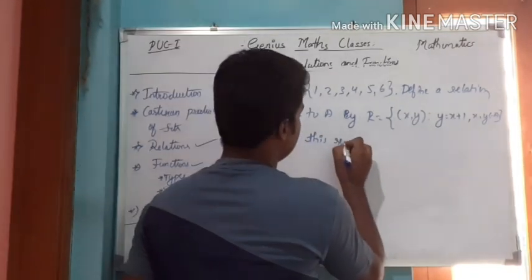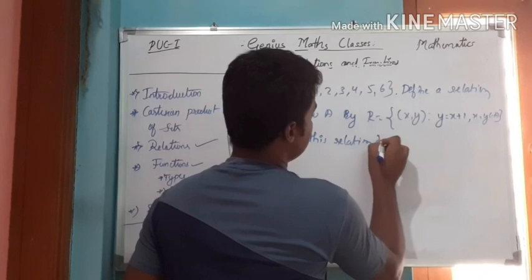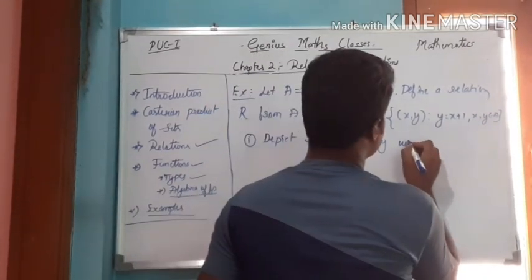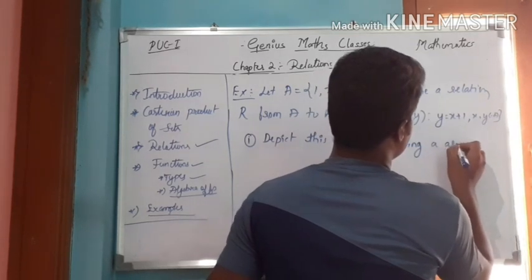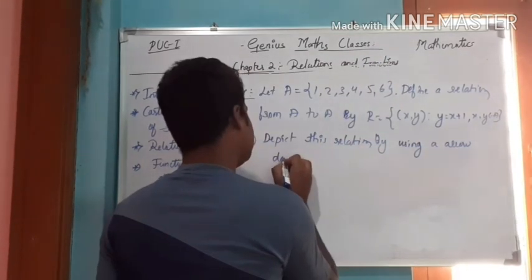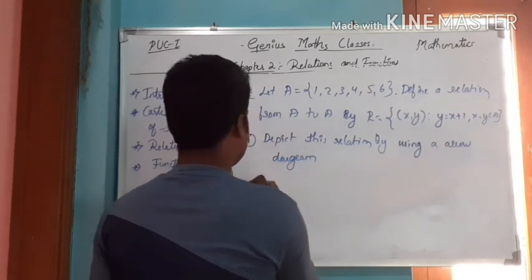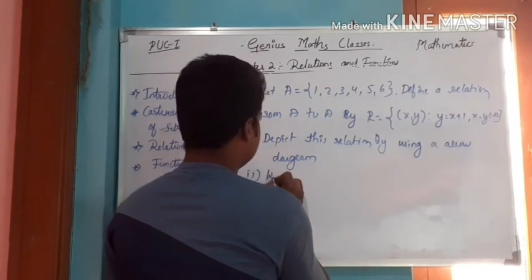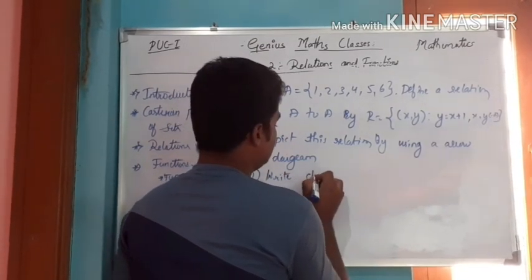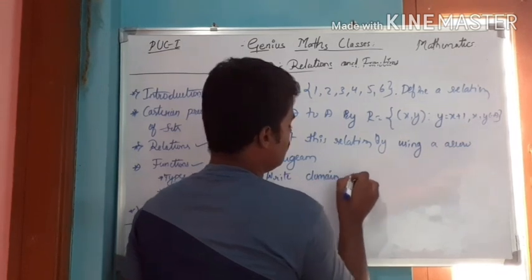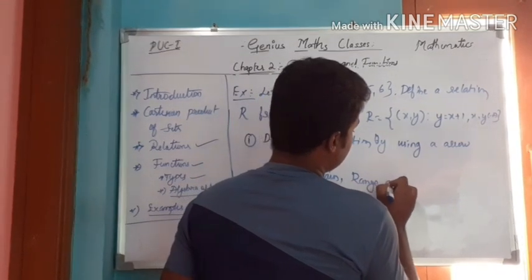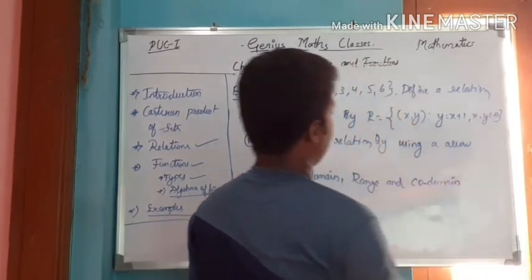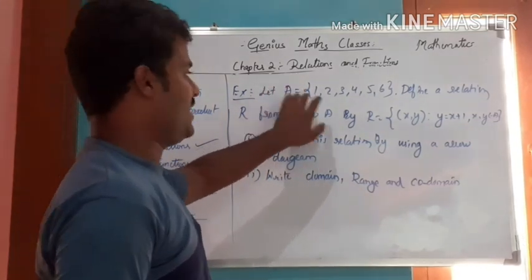Depict this relation by using an arrow diagram. Second, write down the domain, range and codomain. So this is the example I am discussing.